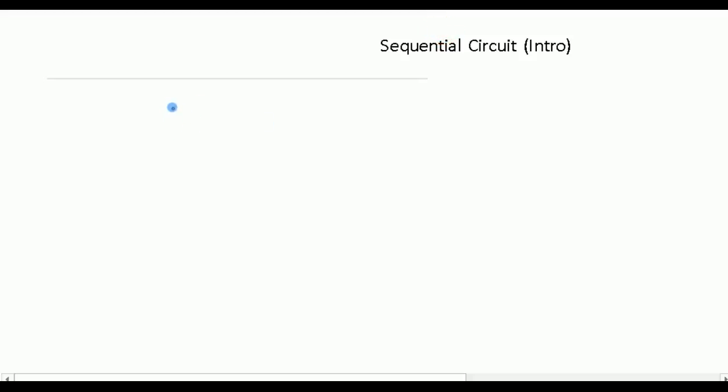Let's suppose your class teacher has given you an assignment in which you have to design a circuit that identifies the number of students entering a classroom, right? Now, how will you design a circuit like this?